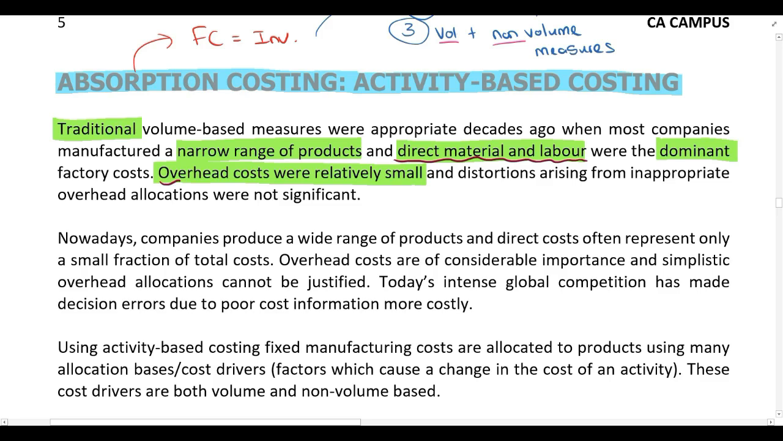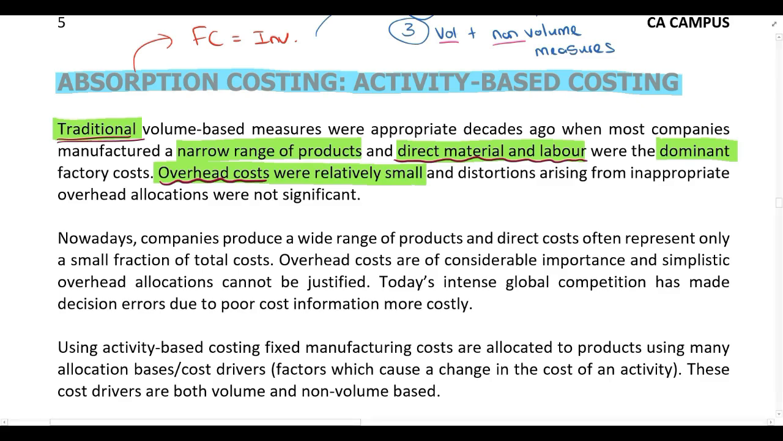So if the overhead costs in the company are not significant, then it doesn't matter whether you use traditional costing or absorption costing. Okay, so a long time ago, because of the fact that our main costs were material and labor, overhead costs were really insignificant. The company also didn't make a lot of different products. They had very narrow product ranges. Then traditional costing was fine, traditional absorption costing.